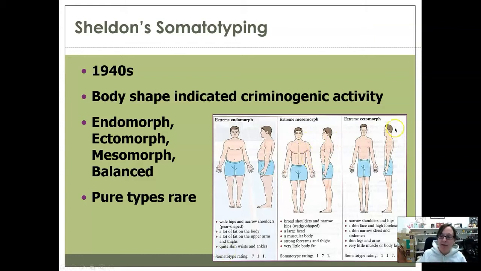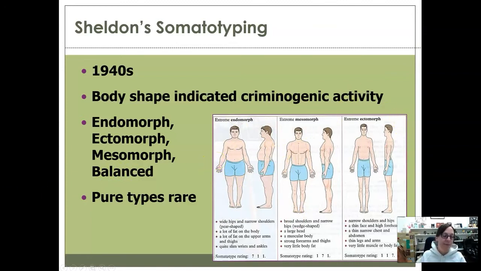And then you have your ectomorph, which is on the opposite side. So those are the tall, skinny, lanky guys with no muscles. So they have narrow shoulders and hips, a thin face, high forehead, thin, narrow chest and abdomen, thin legs and arms, very little muscle or body fat. And then the mesomorph is the one in the middle, which is essentially the athletic build. So there's the broad shoulders and narrow hips, so it's the wedge shape as opposed to the pear shape of the endomorph. A large head, muscular body, strong forearms and thighs, very little body fat. So these are now seen as the extremes, but that's all Sheldon recognized.